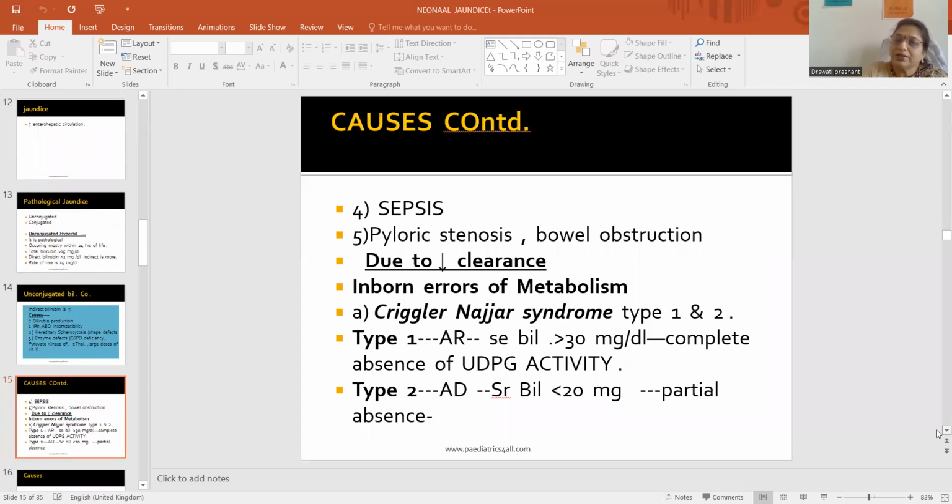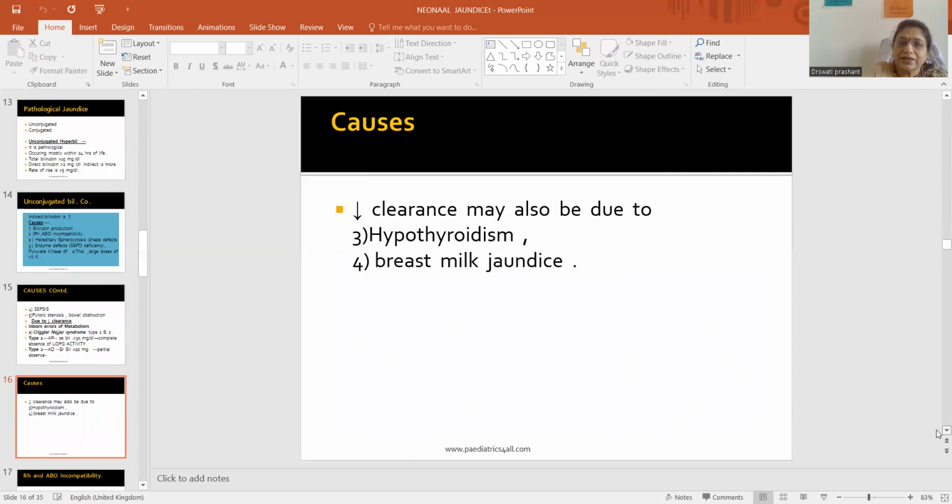Indirect hyperbilirubinemia can also be seen in sepsis, pyloric stenosis, bowel obstruction. Due to decreased clearance, it can be because of inborn errors of metabolism, Crigler-Najjar syndrome type 1 and 2, which may be autosomal recessive or autosomal dominant. And in Crigler-Najjar, it is seen that UDPG activity is affected. Decreased clearance can also be due to hypothyroidism or breast milk jaundice.